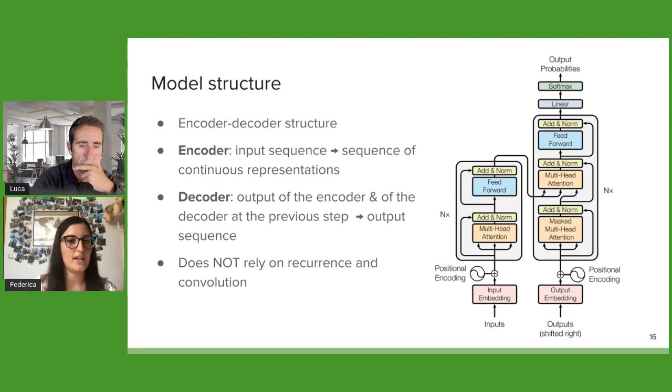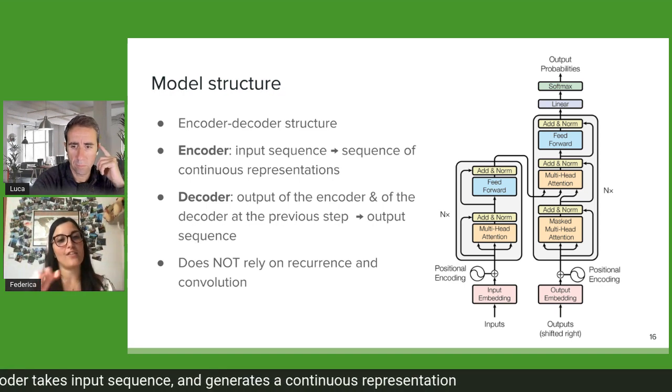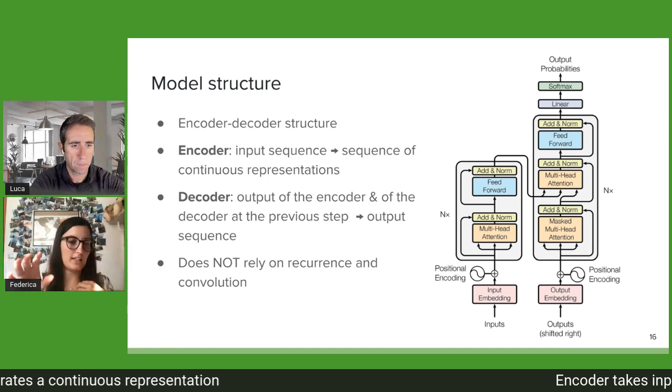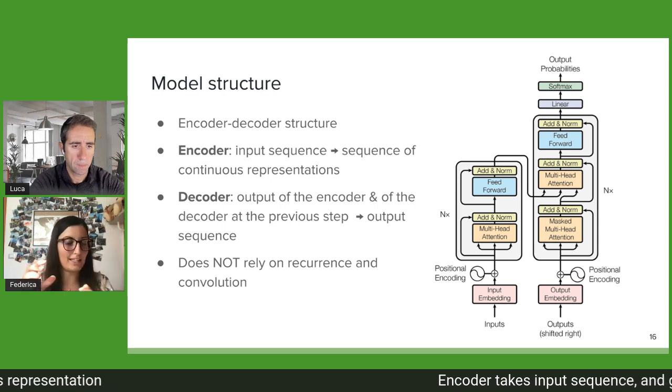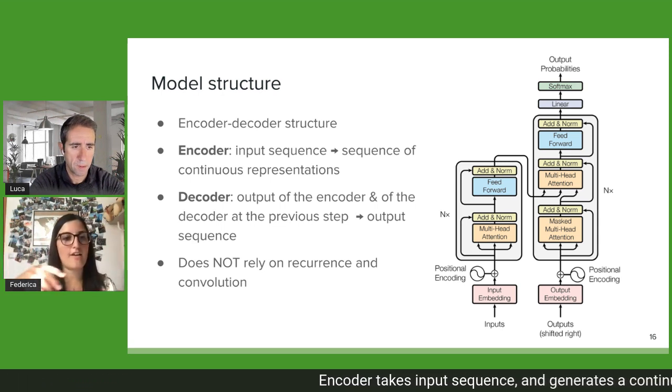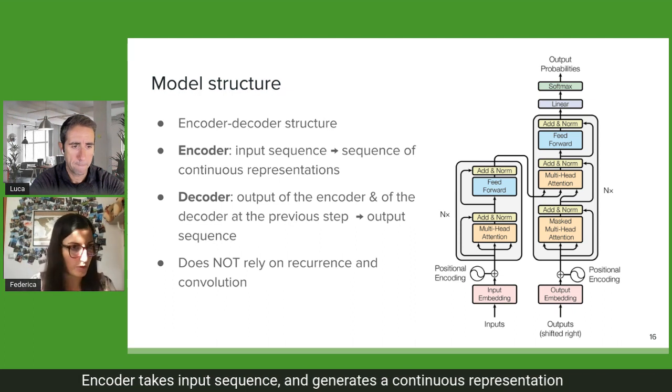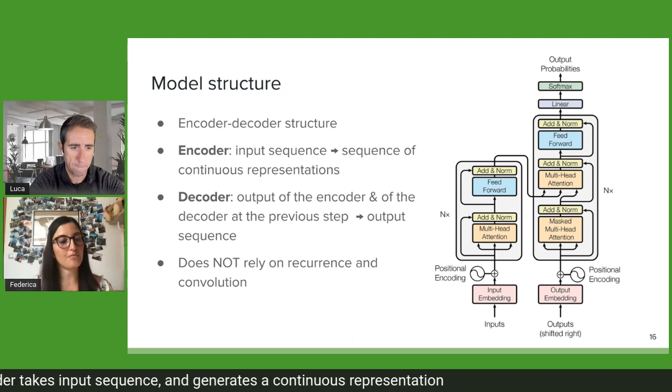So for instance, the input is the sentence in English. Then this sentence is transformed into something continuous in a space that we don't know, but the transformer can obviously interpret. And then from this continuous representation and the representation that previously was known by the decoder, we obtain the output sequence that could be a sequence in Italian, from English to Italian.